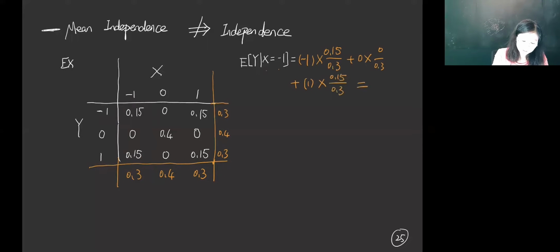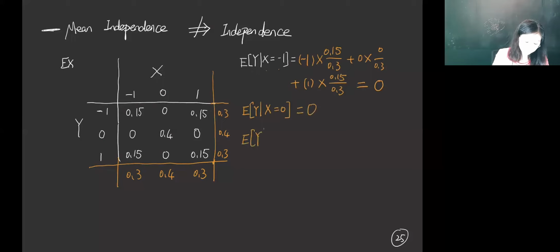It ends up to be just 0. So conditional mean of y given x equals -1 equals 0. And what about conditional mean of y given x equals 0? That's even easier because given that x equals 0, we're in this column. There is only one positive probability that corresponds to the value 0. So when x equals 0, y is always equal to 0. So E of y given x equals 0 is also 0.